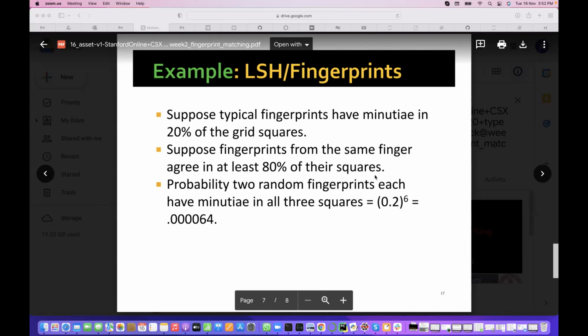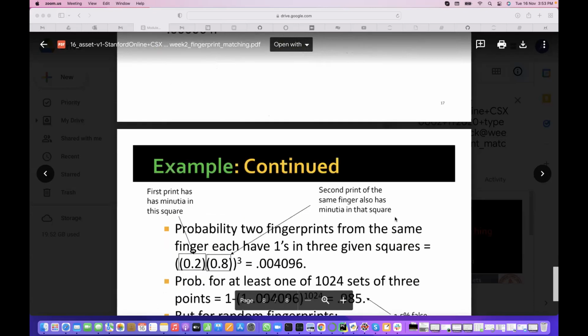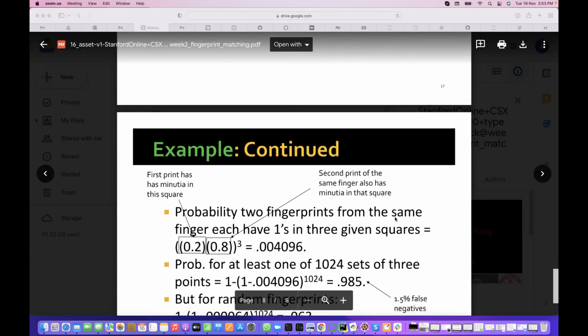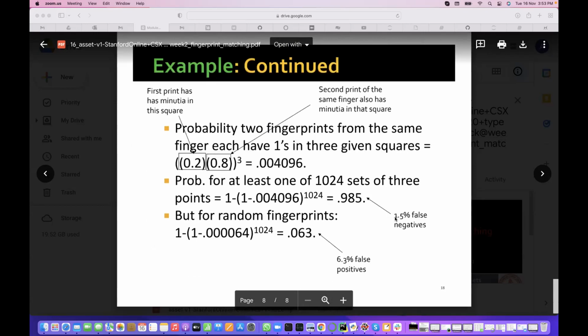They will agree in all those three. All 3 squares is 0.2 power 6. So it's a very minimum probability that if you take random, meaning they are not the same fingerprints, they may fall into the same bucket, but that probability is very less. Probability two fingerprints from the same finger each have ones in 3 given squares is 0.2 multiplied by 0.8 whole cube, and that is 0.004096.